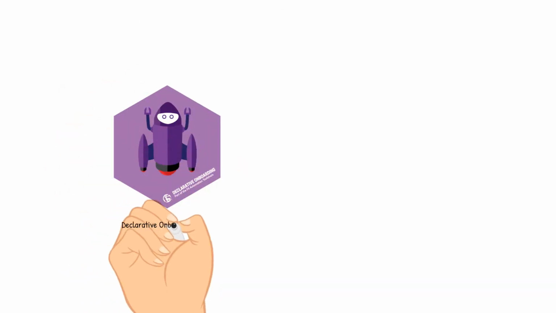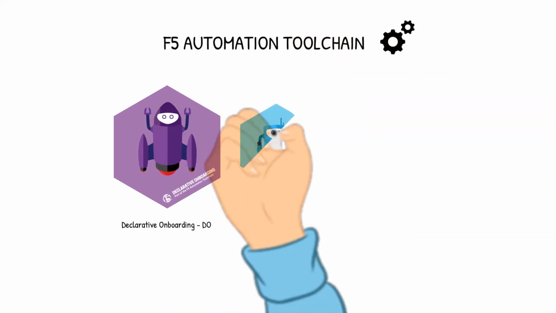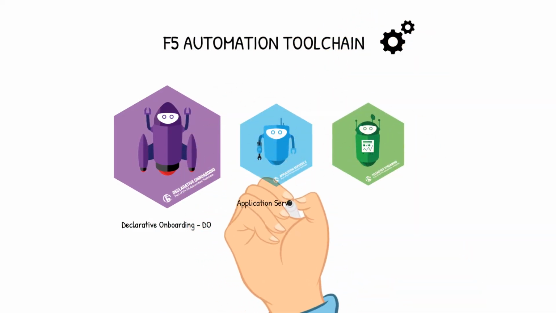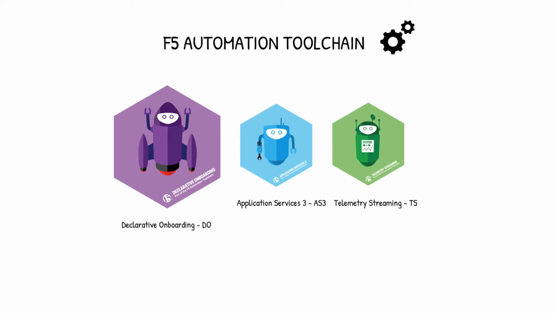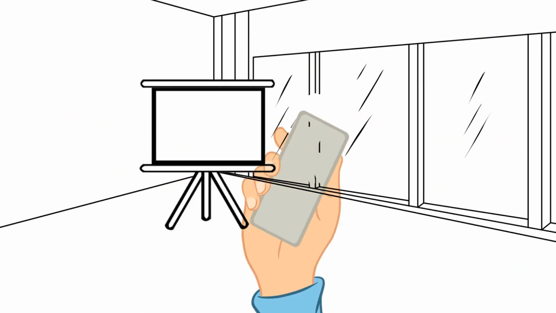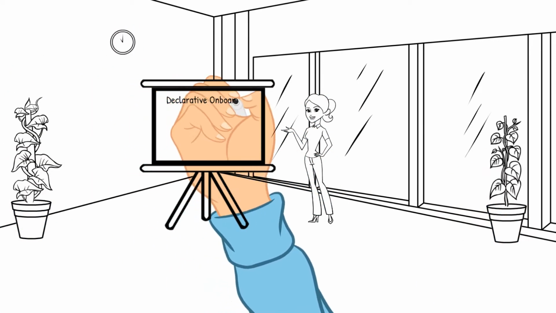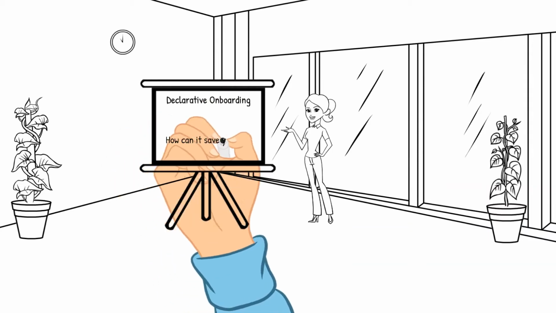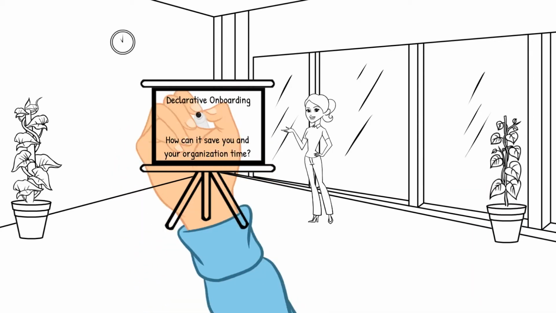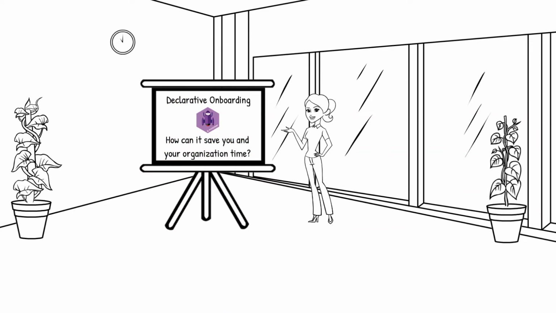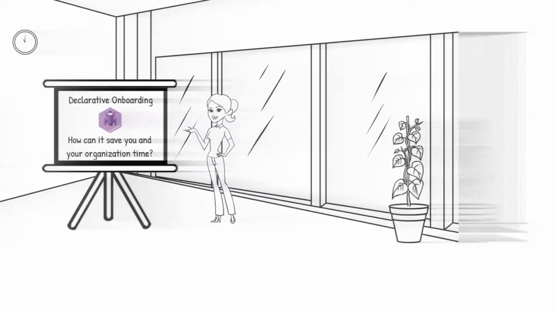With using Declarative Onboarding, one of the tools in F5's automation toolchain, we can give you the ability to save your time and create speedy results. I am Melisa Wentz, a Solutions Engineer with F5, and today we will learn why using Declarative Onboarding can save you and your organization time. By the end of the video, you will have a better understanding on how you can implement the configuration deployment using a simple approach and what that can do for you and your organization.